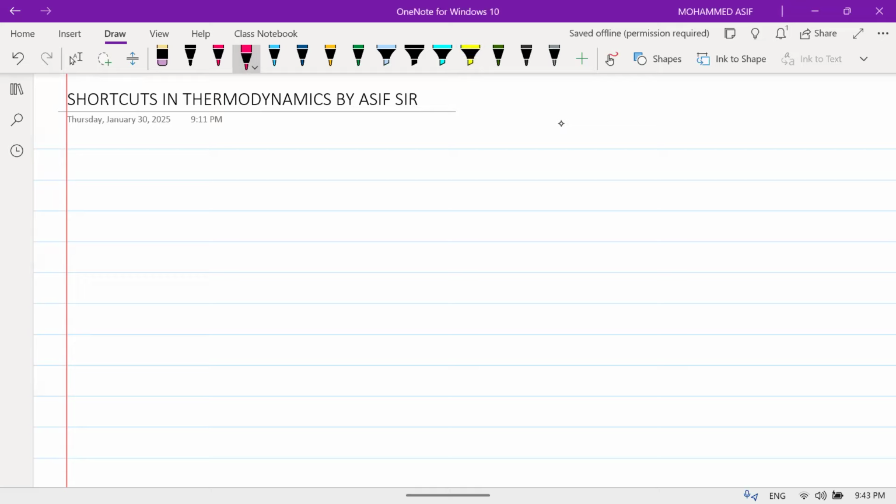So today's session of the class is some of the shortcuts in thermodynamics. Yesterday we did some topics, and now we will do a few questions with the help of your shortcuts. Okay? Look at the first question.